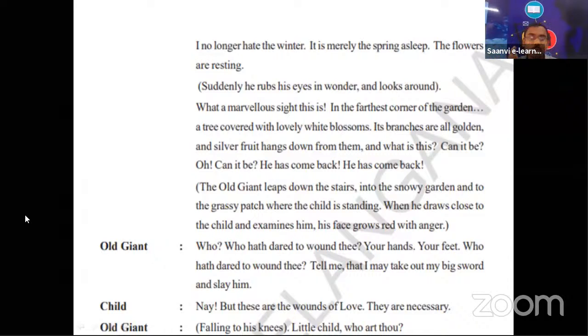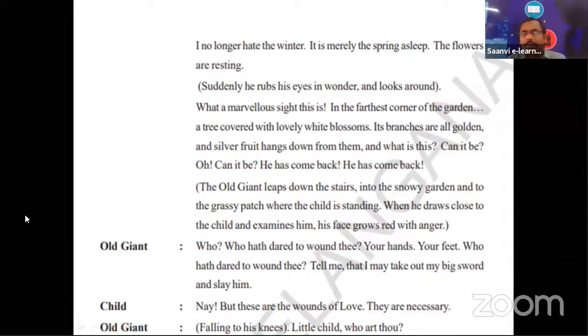So the old giant had a tremendous love for the little child. That's why when he came very close to the child, he saw some wound marks on the child's body. The old giant got very angry. He asked, "Who has done this to you? Tell me, then I will take my sword and kill that person who wounded you."